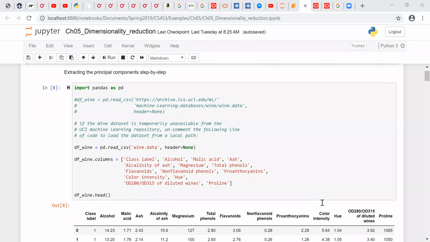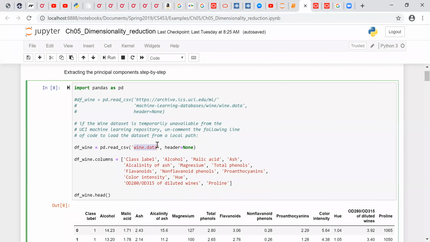Okay, so next let's take a look at how we apply PCA, LDA, and kernel PCA. Here we are going to use the dataset from the UCI repository. If you cannot find it, I also have it on our course website. You can download it and just go ahead and load it.